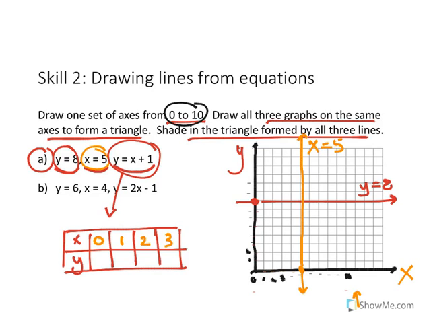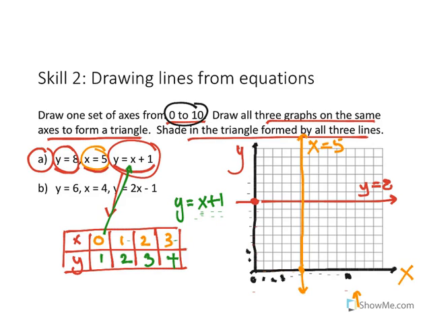Now that you know the value of x, because you controlled the value of x, substitute into your equation. So if the equation is y equals x plus 1, if x is 0, 0 plus 1 is 1. If x is 1, 1 plus 1 is 2. If x is 2, 2 plus 1 is 3. If x is 3, 3 plus 1 is 4. Now you have your coordinates.